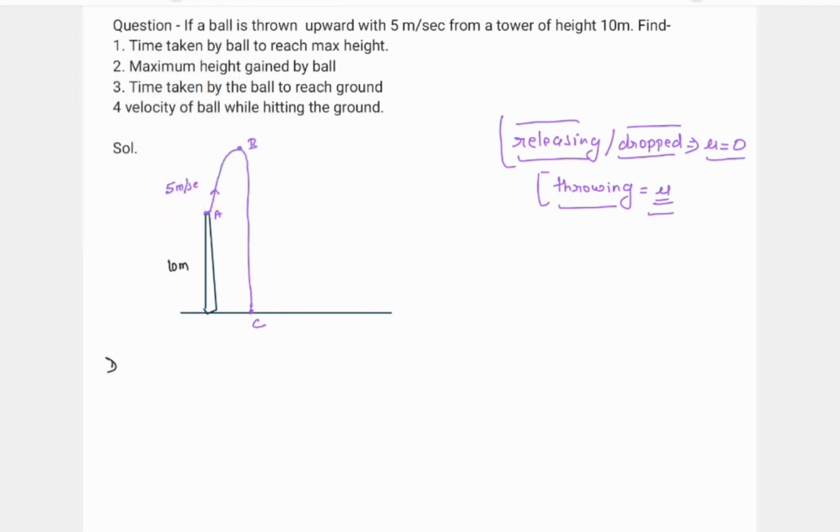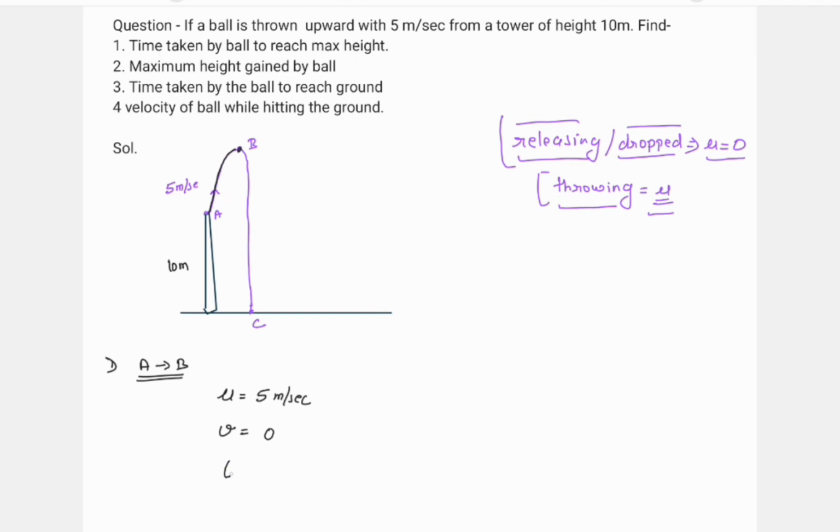Okay, now let's see how to solve this. The first case: time taken by the ball to reach the maximum height. It is discussing the AB section, A to B. The initial point is A and the final point is B. What is the initial velocity in this case? Initial velocity means velocity at point A, which is 5 meter per second. What is the final velocity? Final velocity means velocity at point B. It is going to be 0, right?